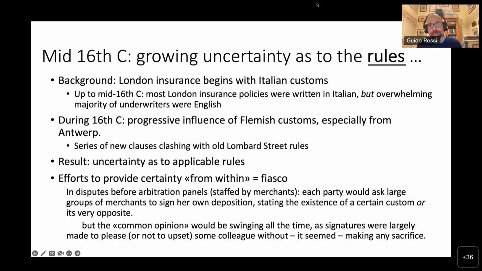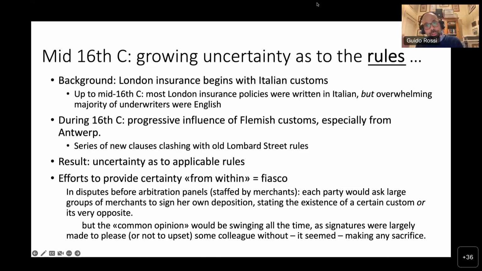Initially, merchants tried to give an answer to this uncertainty by asking other merchants what the custom is. But this proved to be a fiasco. Why? Because if you are an insurer, you will ask plenty of other merchants a favor: please, can you write down with your name that such and such custom does not apply in London? The other merchants will probably sign it as a favor to you.